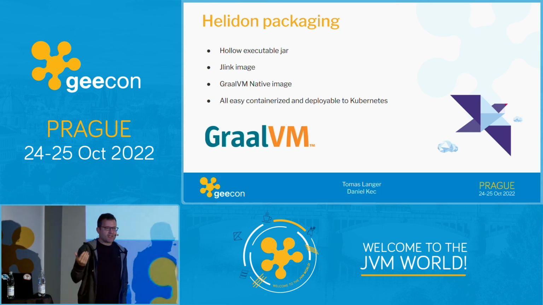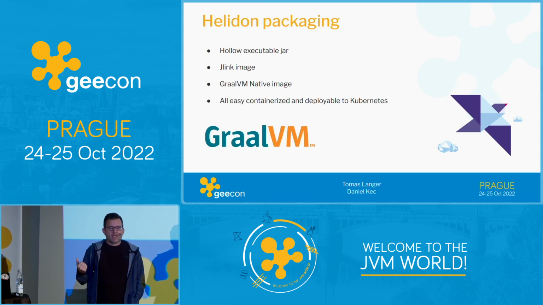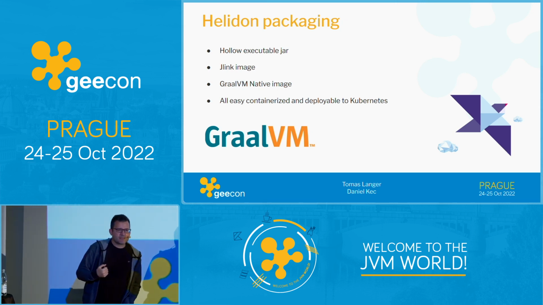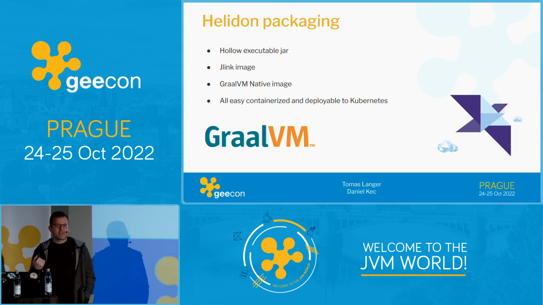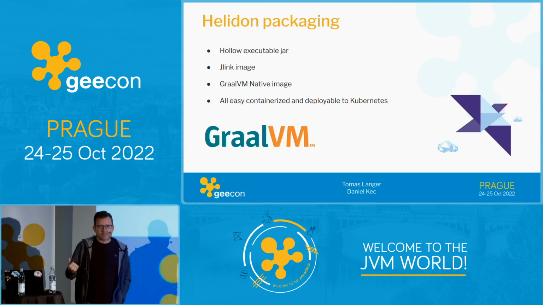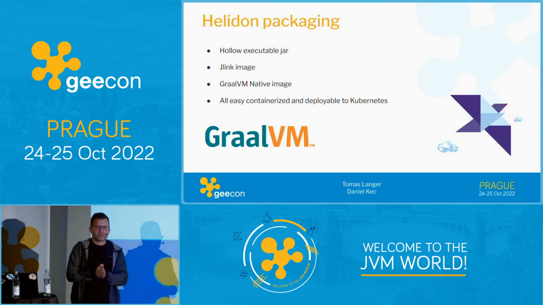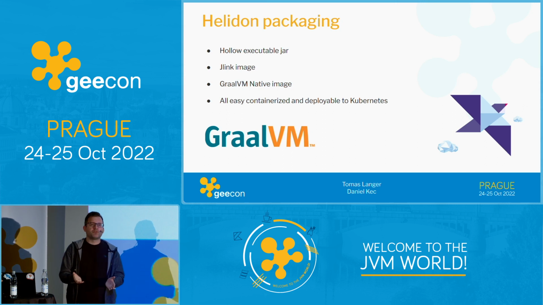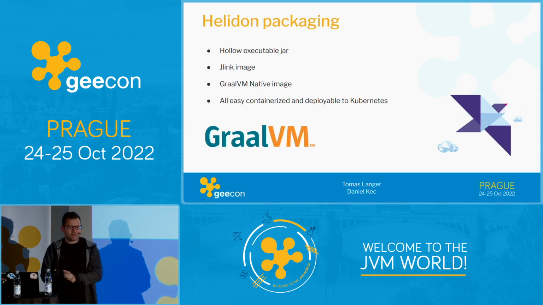Second possibility is JLink image. JLink is a feature of Java that came with the module system. Helidon is fully modularized. Every single module that we have has a module-info for Java. And we also created a custom implementation for JLink construction where we analyze even the libraries that are not modularized to create as small a runtime image as possible. So JLink basically removes the modules that you don't use and creates an application-specific Java runtime environment.